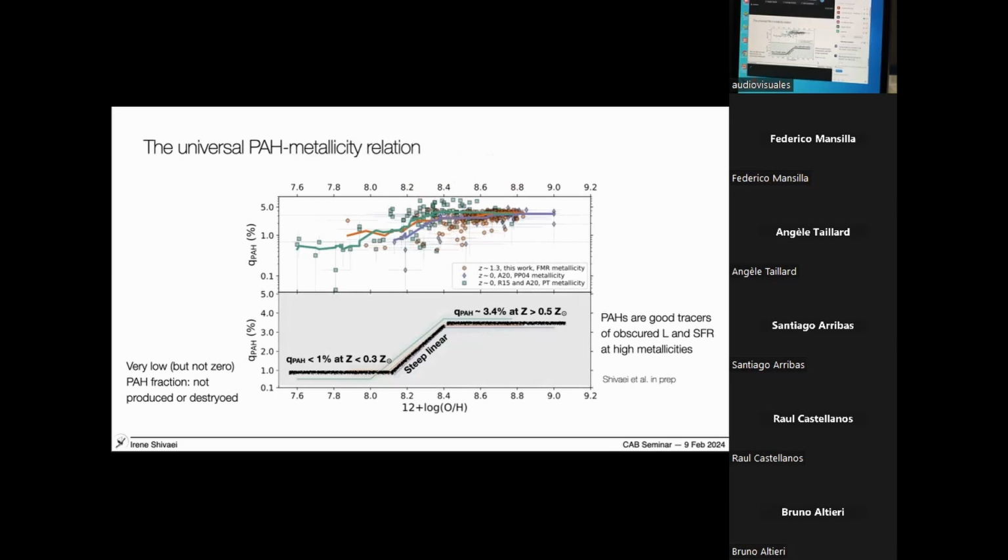Or they are not produced in sufficient quantities at low metallicities because these systems are, first of all, young. So the AGB stars, for example, that are responsible might not have evolved enough. Or there are also theoretical models that show as the galaxy ages, you would produce more PAH grains when the metallicity evolves at later ages.